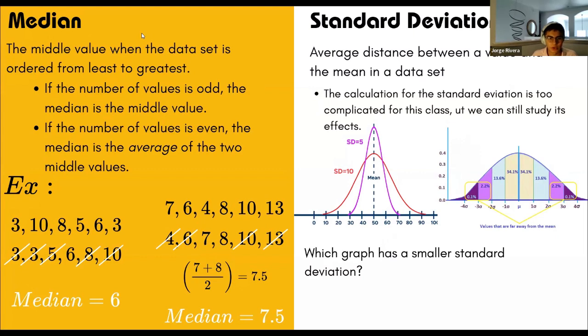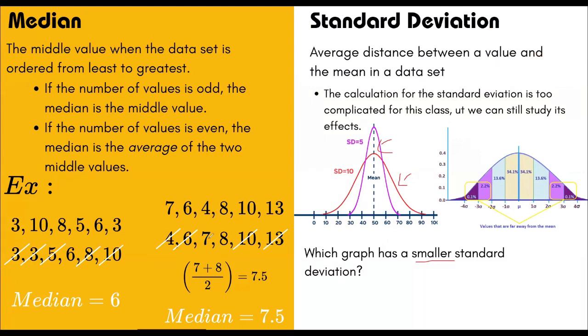All right, so here we have these 2 standard deviations, SD 10 and SD 5. Who can tell me, raise your hand or blurt it out, which one of these has a smaller standard deviation? You can tell me. Which of them has a smaller standard deviation?